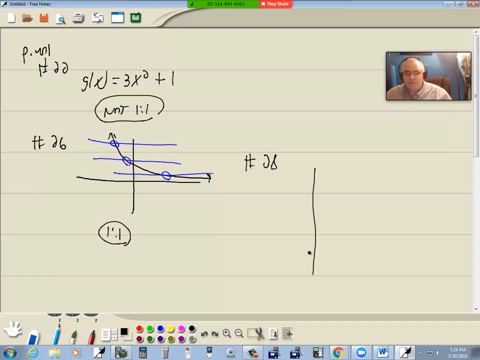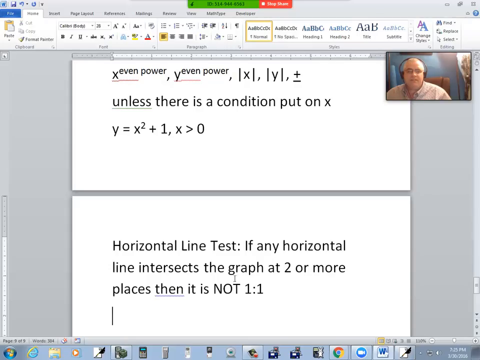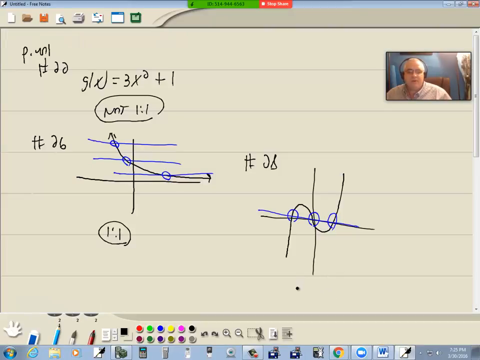Now on the other hand, number 28 looks something like this. And if I draw a horizontal line right here, it intersects at 3 places. And what this says is if any horizontal line intersects a graph at 2 or more places, then it is not one-to-one. So this is not one-to-one. So you just look at the graph and see if you can draw a horizontal line somewhere. There are some that want you to graph these and then determine whether it's one-to-one, so you just plug it in your calculator and see.